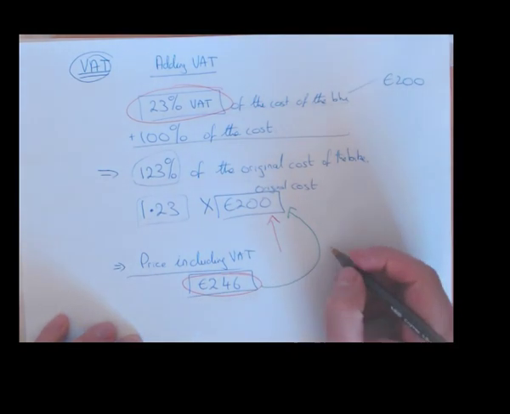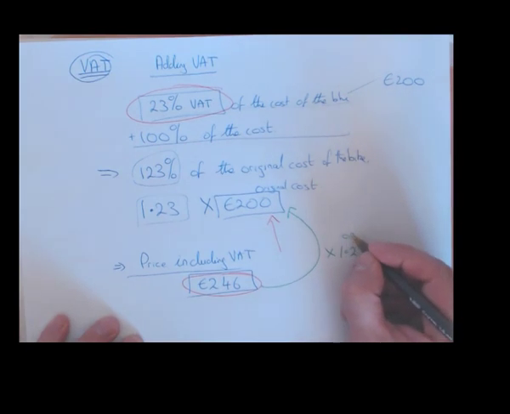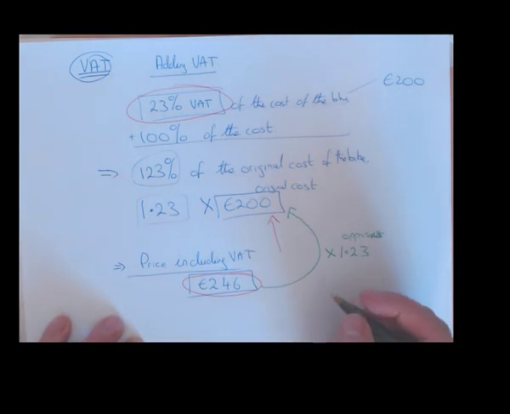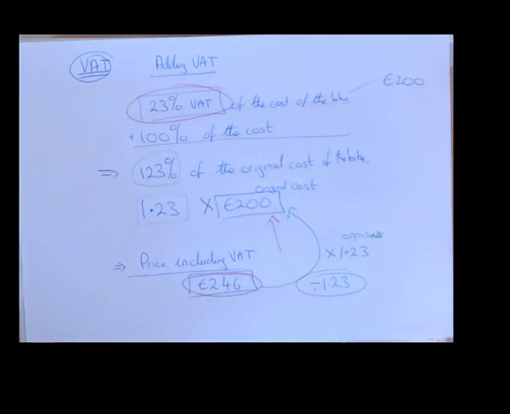And that means, what's the opposite of multiplying by 1.23? So the opposite of multiplying by 1.23 is dividing by 1.23. Okay, so this is reverse adding VAT.